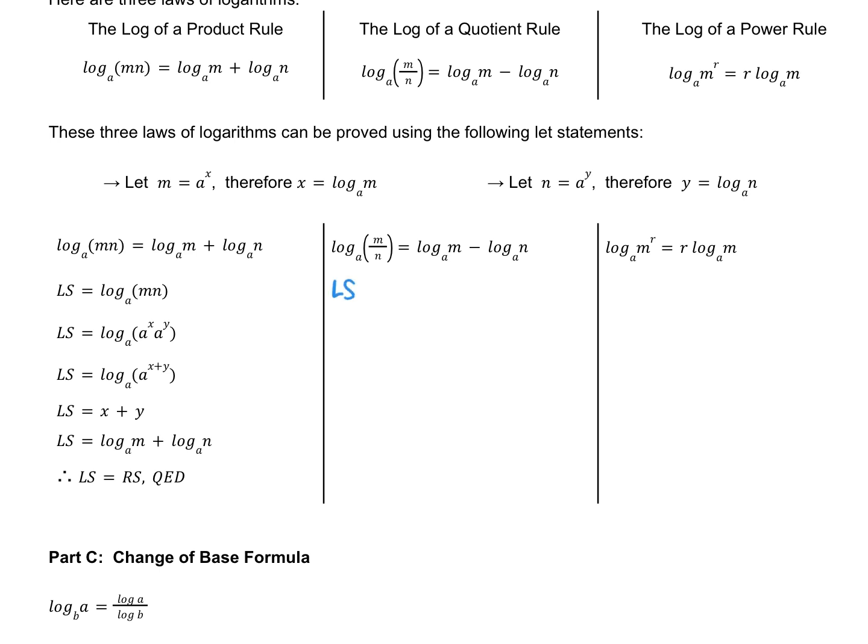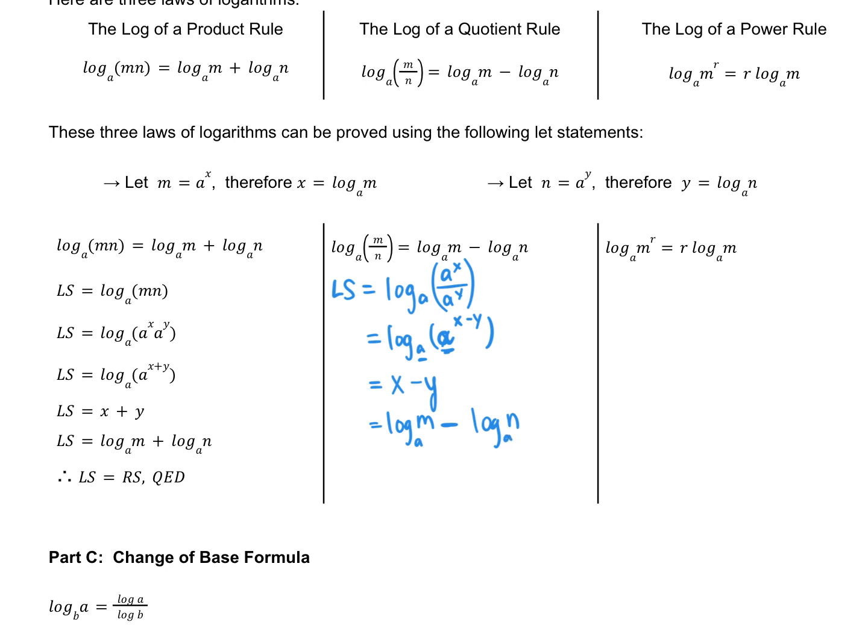So I'm going to start with the left side. And I'm going to start off by replacing m and n with a to the x over a to the y. And here we're using our quotient rule, which is when we have division, we can subtract our exponents. So a to the power of x minus y. And now back to that property of logs, because this base and this base match, this is just equivalent to x minus y. And now x is equivalent to log m base a, subtract log n base a from my starting statements.